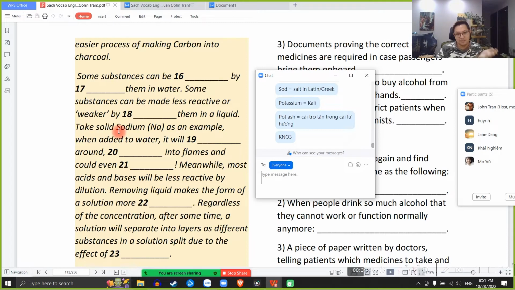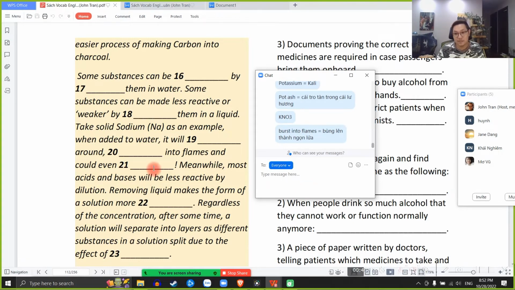So sodium is the example here. Bây giờ lấy natri, sodium, chất rắn, như một ví dụ. Khi thêm nước vô nó sẽ làm sao? Spin around, nó xoay vòng vòng. Burst into flame, nó bùng lên, cháy lên thành lửa luôn. Burst into flame, bùng lên thành ngọn lửa. And could even explode, nó còn có thể nổ tung nữa cơ.